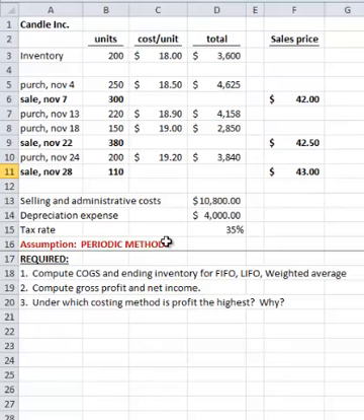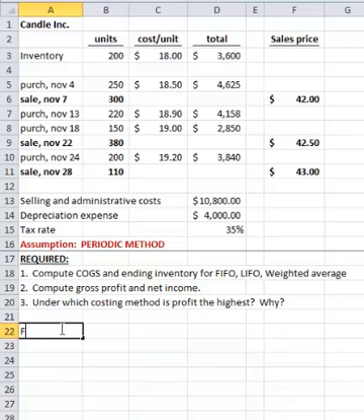So this is the periodic method. What does that mean? It means we wait until the transactions are over for the period, and then we start using our inventory costing techniques. So all of these purchases, 1, 2, 3, 4, are available to inspect and pull from when calculating cost of goods sold and ending inventory. Under the perpetual method, that's not true, and you can watch the walkthrough for perpetual to see the differences.